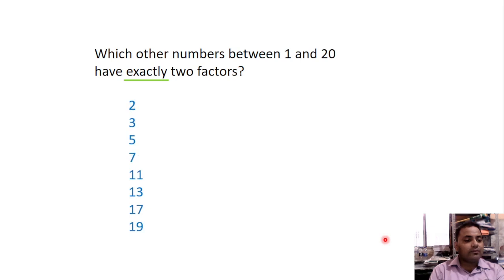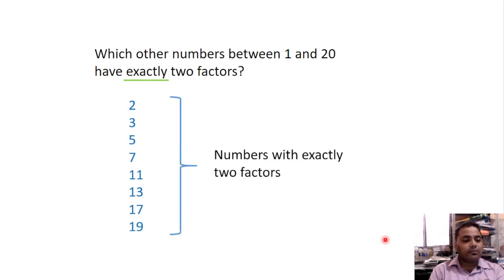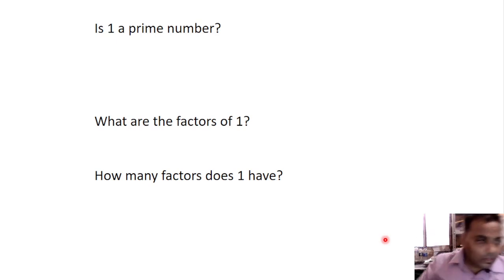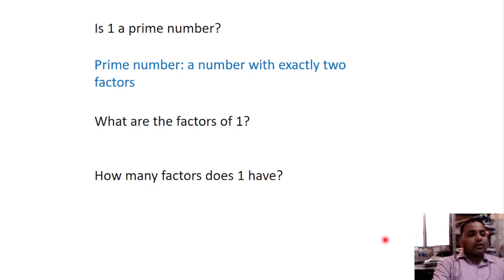Which other numbers between 1 and 20 have exactly 2 factors? 2, 3, 5, 7, 11, 13, 17, 19. Numbers with exactly 2 factors are prime numbers. Is 1 a prime number, a number with exactly 2 factors? What are the factors of 1? Just 1 itself. How many factors does 1 have? Single.